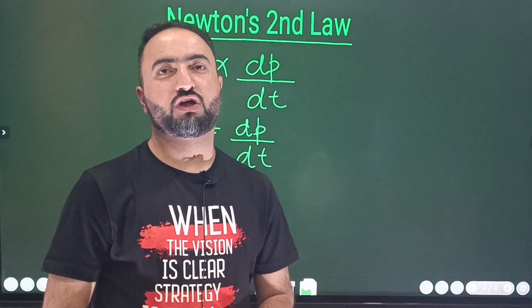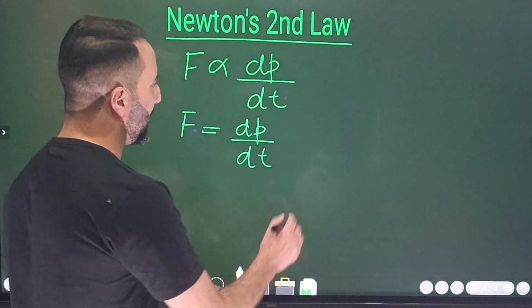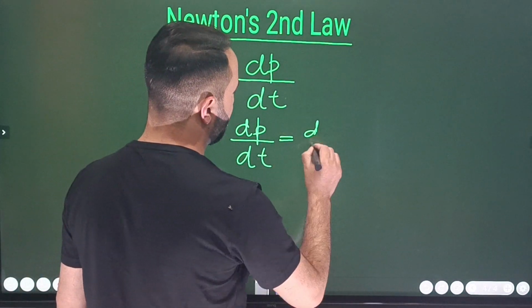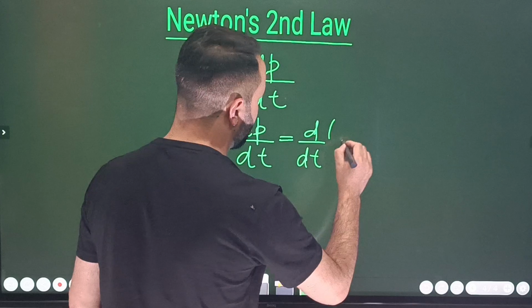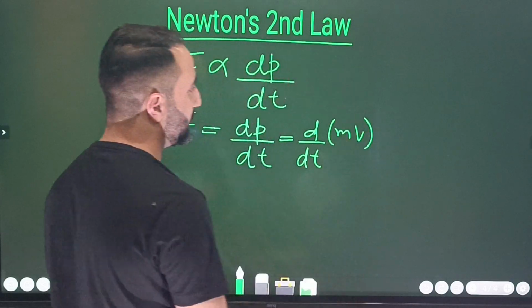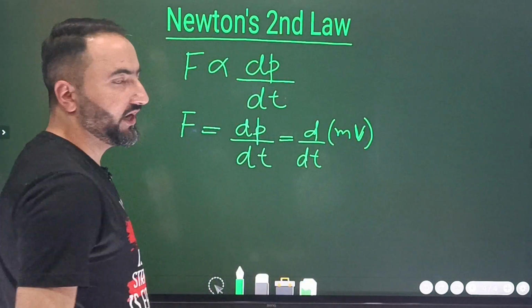ठीक है ना बेटा? So this is your first law of motion. Okay. अब इस momentum के बदले हम क्या लिख सकते हैं बेटा? We can write down the equation like this as well. This is also equal to d by dt of mass into velocity, because the momentum is in turn equal to mass multiplied by velocity. Great, perfect.